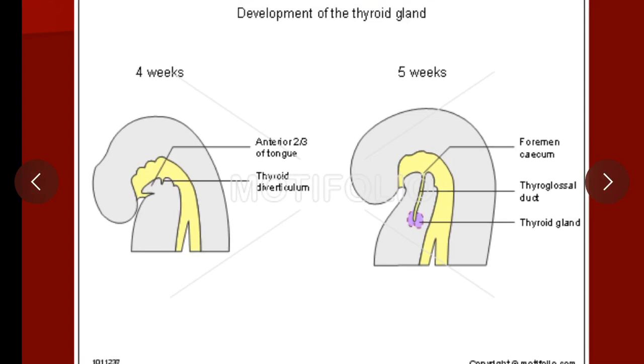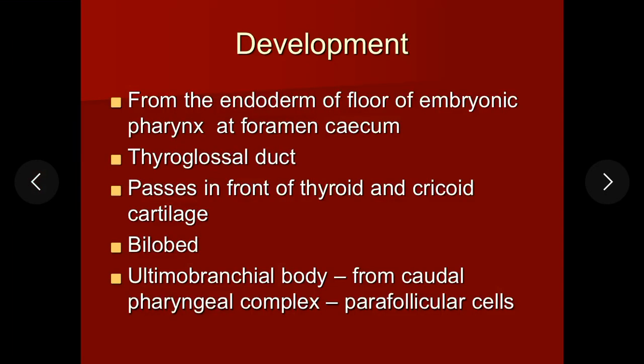Then what happens is it divides into two, forming the two lobes. And then the upper part, the cranial part of the whole thyroglossal duct, will degenerate. If a certain part very close to your thyroid gland persists, that will persist as glandular tissue there, termed the pyramidal lobe. So look at that.